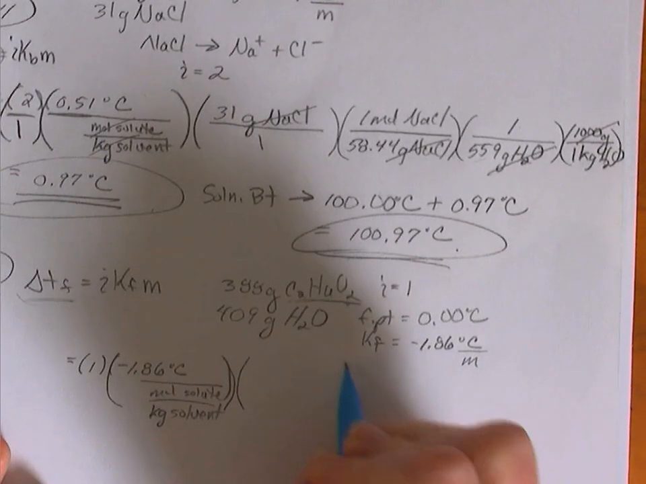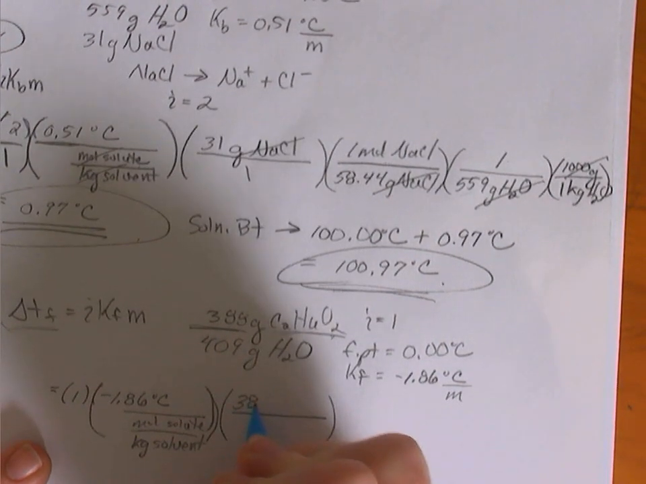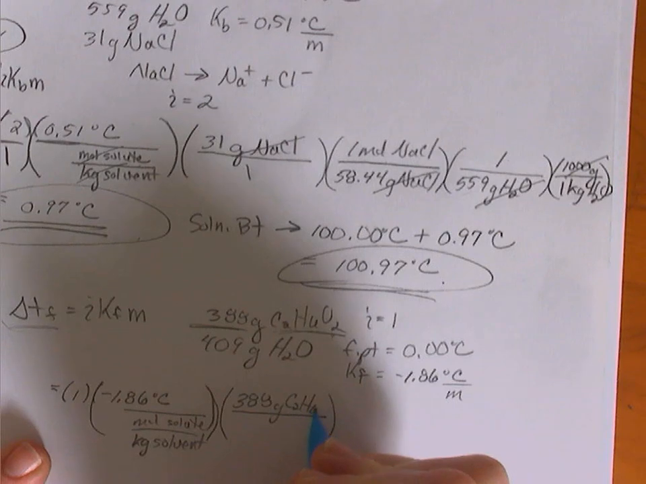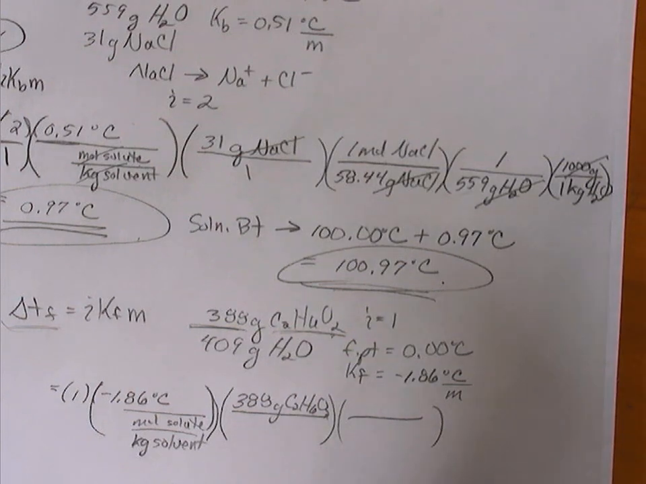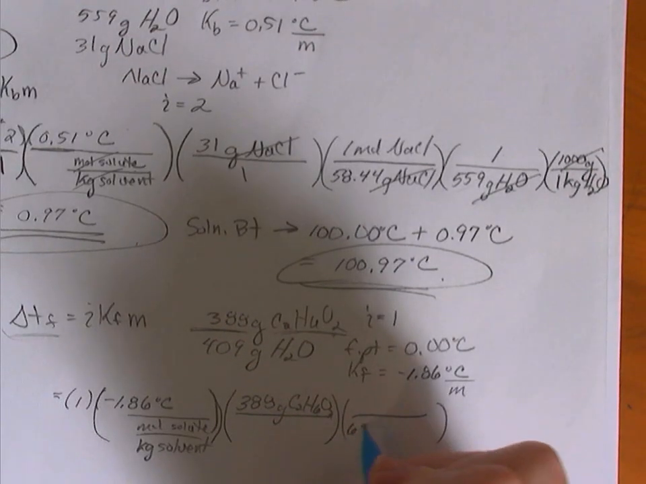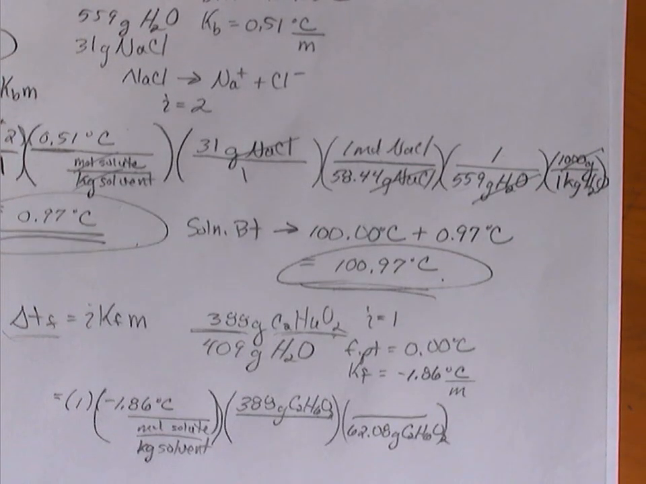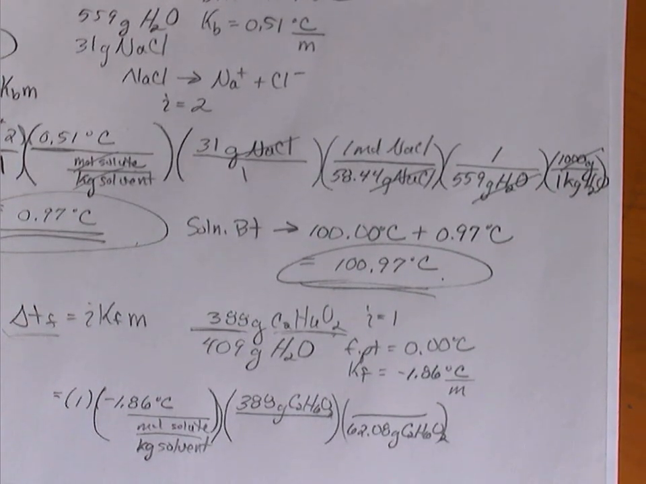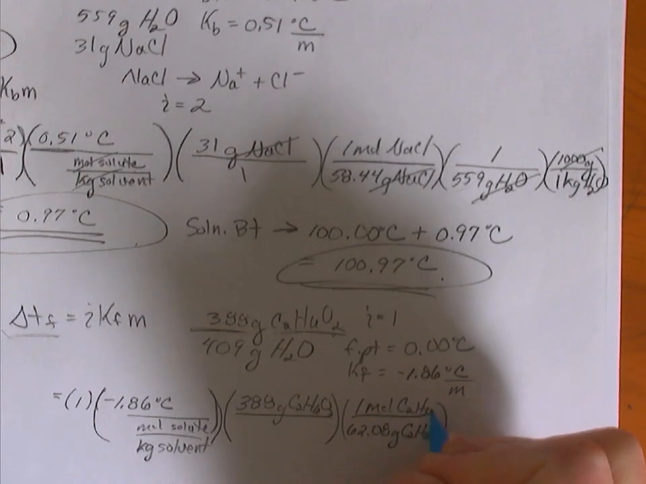We need to get the molality. Well, my solute delivers this mass, but I need moles. Excuse me. So I just need to find my formula mass. And we will get 62.08. Let me just double check that so quickly. Yep. And that will get us mole of solute, to cancel that.